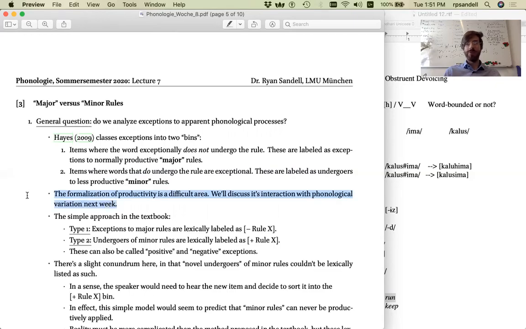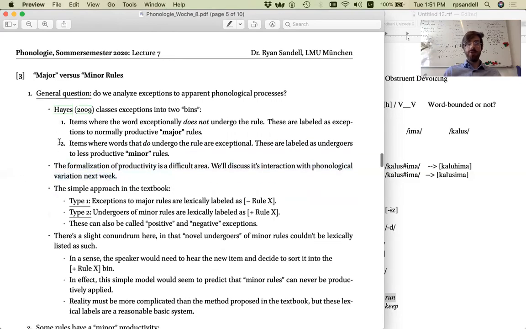The real formalization of productivity is quite a difficult area. And when we talk about phonological variation next week, we will look into this problem a bit more. Under this simple approach in the textbook, where there are these two boxes or bins, we can simply label lexical items with a special marking, a special diacritic, as we can also call it. So the exceptions to the major rules can be marked as minus some rule, as non-undergoers, and the ones that undergo a minor rule are labeled as plus some rule.